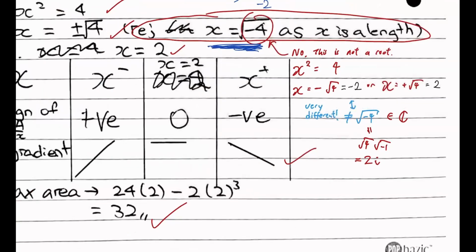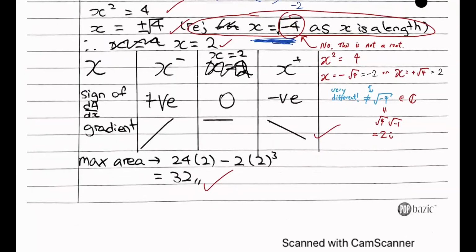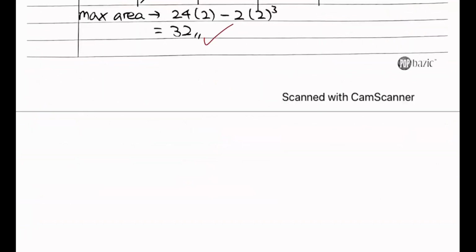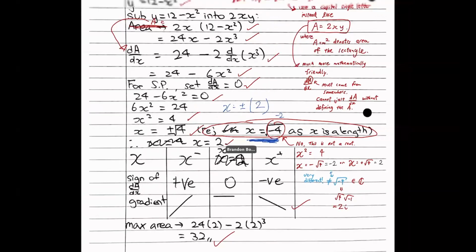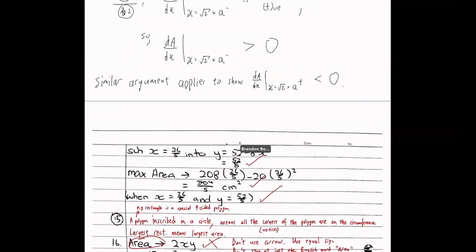Okay, next one. Your working is fine, max area. Is that all? And then there's the next worksheet. The next one, I think I marked already.